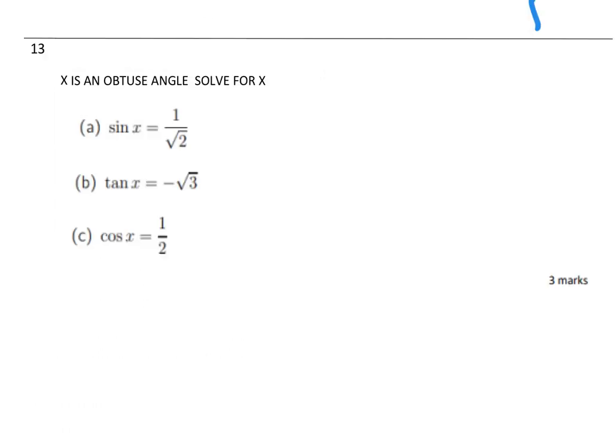Now number 13. x is an obtuse angle. Solve for x. We have sine x is 1 over root 2. Using your calculator you can find the acute angle. Sine inverse of 1 over root 2, shift sine 1 over root 2, so 45. This is the acute angle. To find the obtuse angle, 180 minus the answer. So 180 minus 45, the obtuse one, is 135.